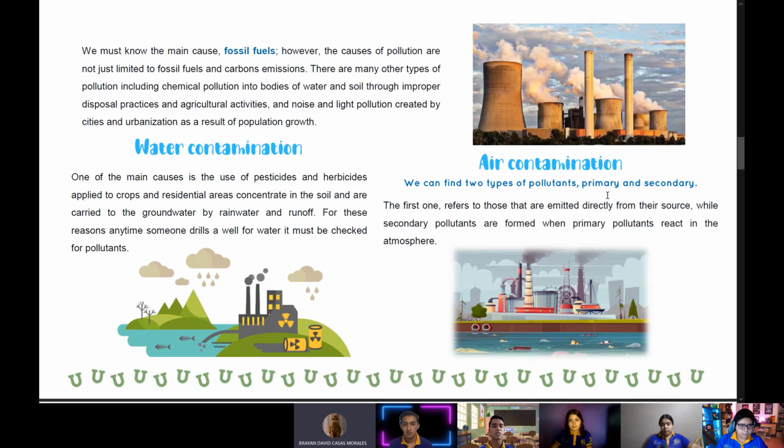One of the main causes is the use of pesticides and herbicides applied to crops and residential areas, which concentrate in the soil and are carried to the groundwater by rainwater and runoff. Next is air contamination. We can find two types of pollutants, primary and secondary. The first refers to those that are emitted directly from their source, while secondary pollutants are formed when primary pollutants react in the atmosphere.